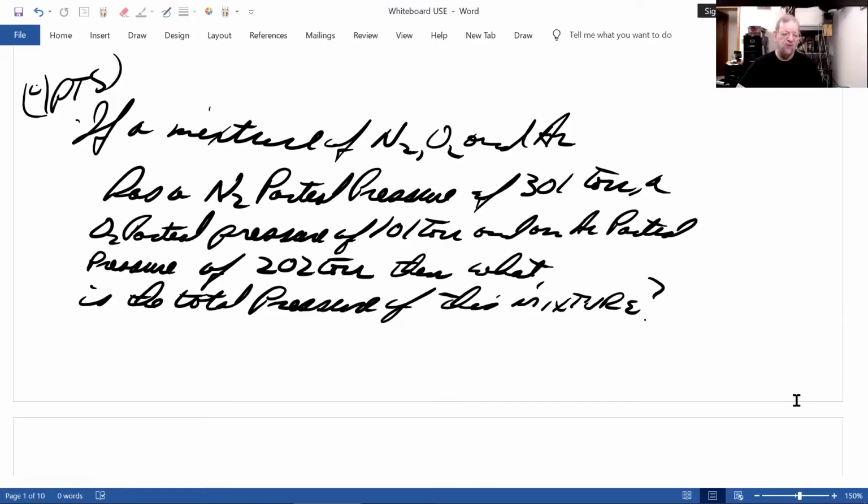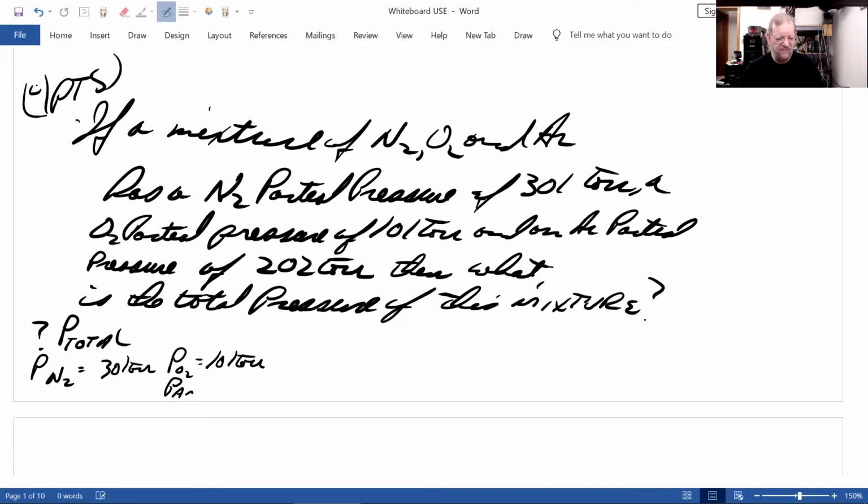Let's do this. What are we being asked to find? The total pressure, P total. What are we given? P nitrogen, the partial pressure of nitrogen, is 301 torr. Partial pressure of oxygen is 101 torr. And partial pressure of argon is 202 torr. And if you notice, whenever you see partial pressure and total pressure, Dalton's law of partial pressures: P total equals the sum of all partial pressures.